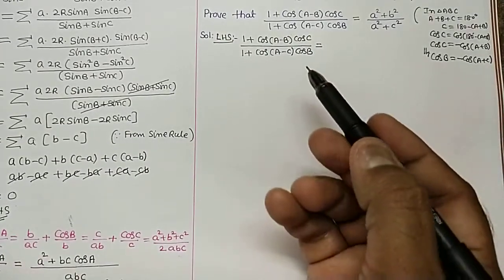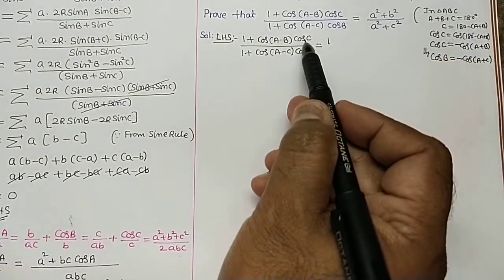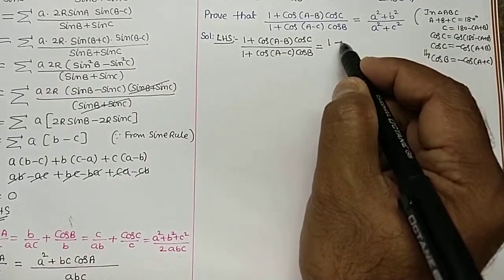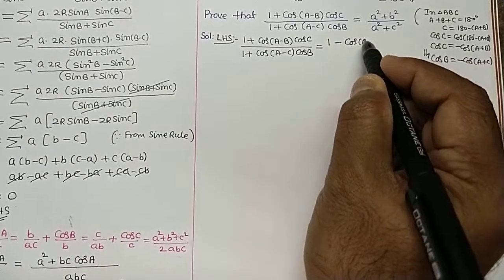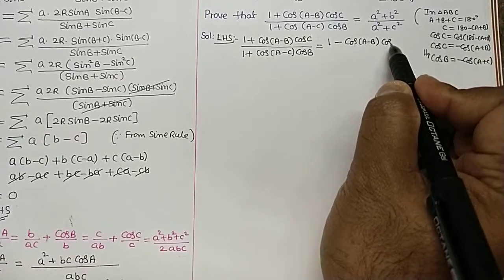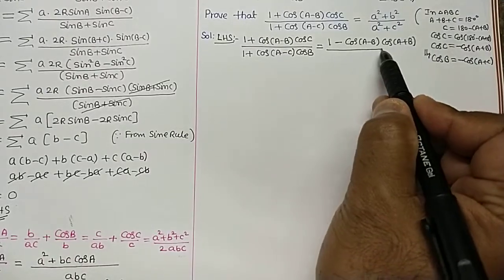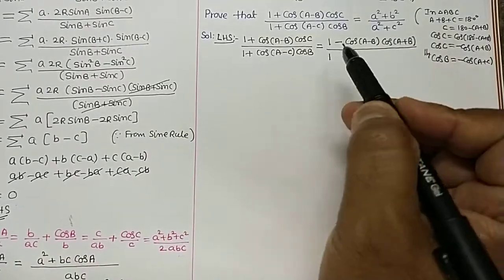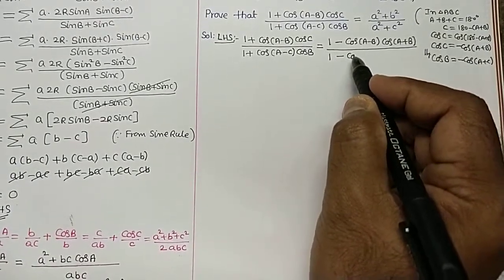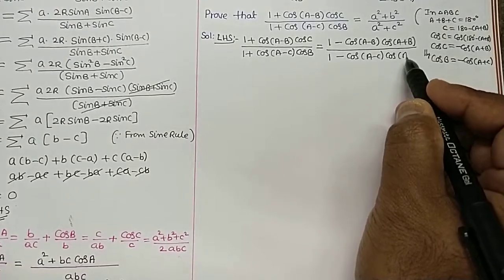So these results we are going to apply in this coming step. In place of cos c, I am writing minus of cos of a plus b. So plus into minus is minus. Already cos of a minus b is there. In place of cos c only, I wrote here minus cos of a plus b, divided by 1 minus cos b. Cos b is minus of cos of a plus c. So minus cos of a minus c into cos of a plus c.